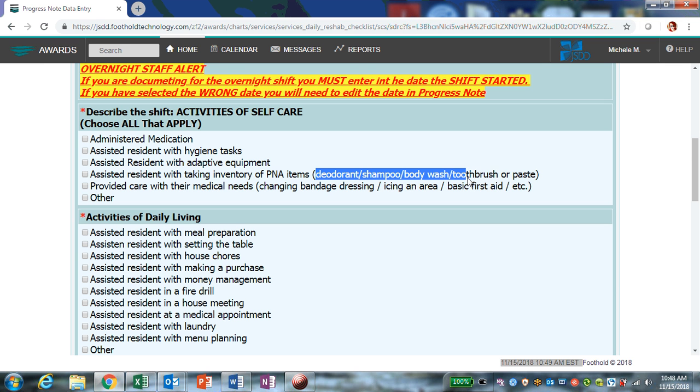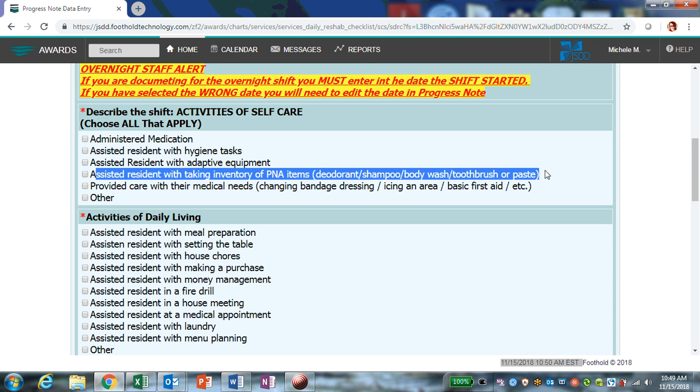Please be mindful that these items for the residents should never be on the weekly or bi-weekly ShopRite orders. These are to be purchased by the individuals with their individual funds. These items are never to be on the ShopRite list. It's important that staff, when they are providing hygiene assistance, take note of the inventory as they're doing it.